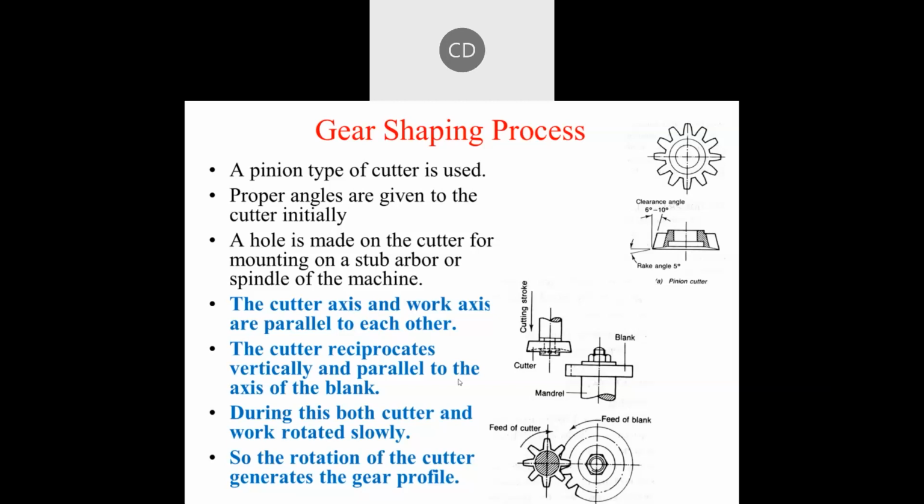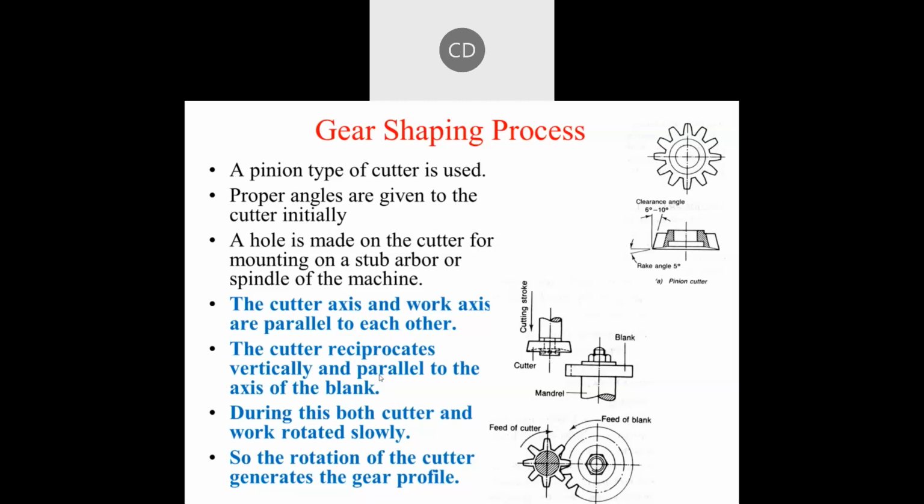In this, a pinion type of cutter is attached, and the proper angle is given to the cutter initially. The cutter is mounted on the stub or arbor and spindle of the machine. The cutter and work axes are parallel to each other. The clearance angle is 6 to 10 degrees, and the rake angle is 5 degrees. The cutter reciprocates vertically and parallel to the axis of the work.